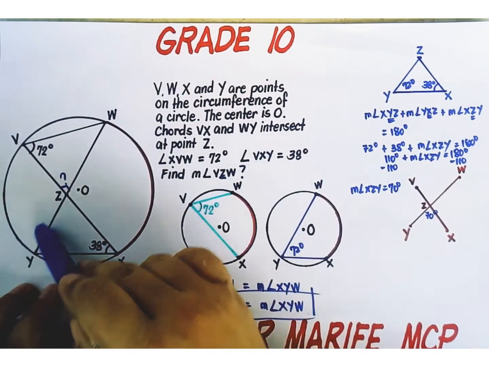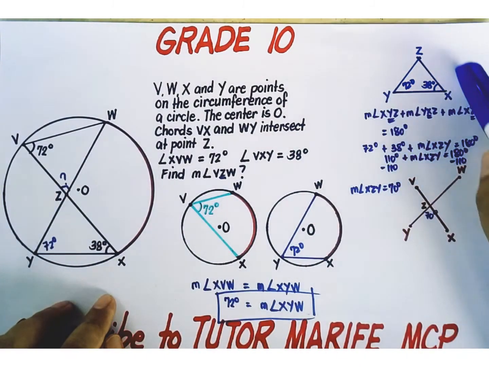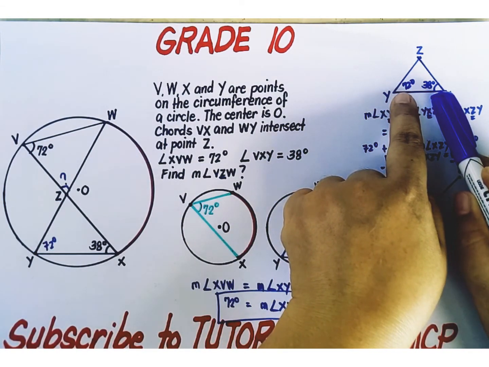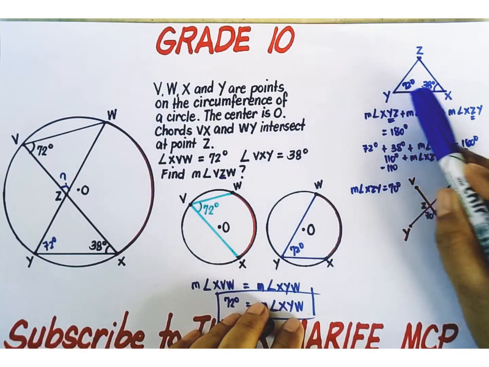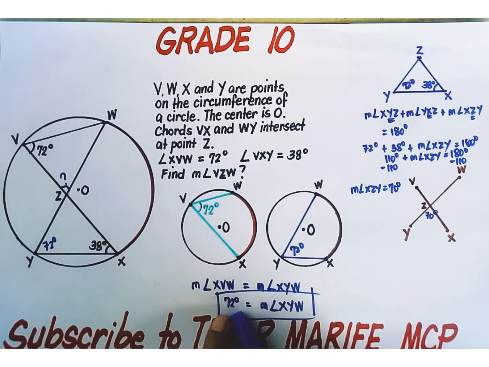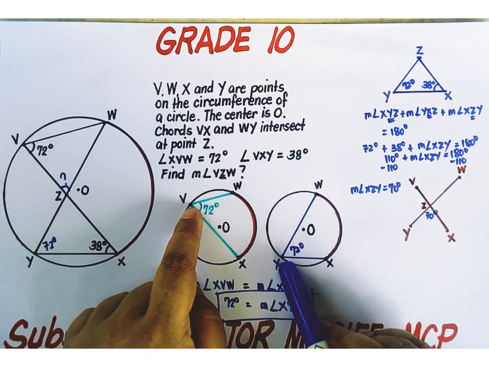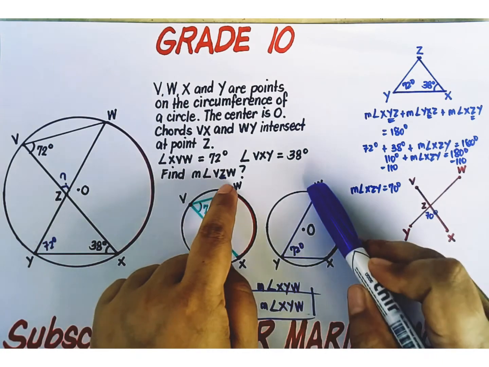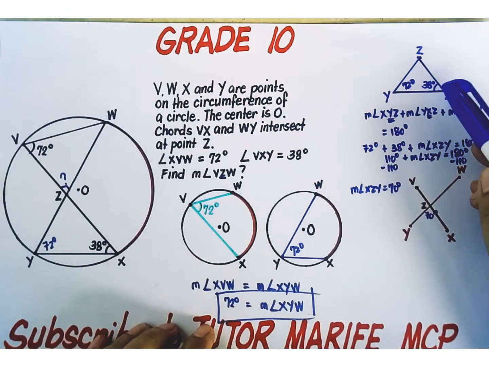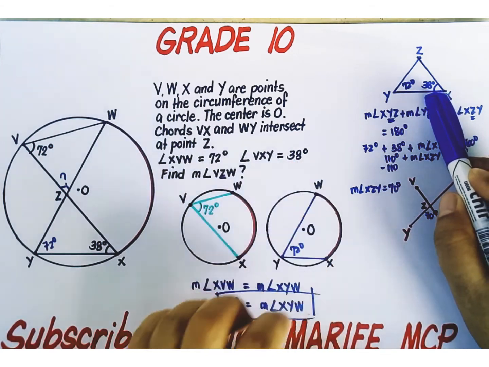Next, look at triangle XYZ. I have drawn this triangle separately. This is the triangle. We already know the measures of the two interior angles of the triangle. Angle Y or angle XYZ is equal to 72 degrees. This is the value that we have obtained from the application of the circle theorem relating the measures of two inscribed angles sharing the same intercepted arc. The measure of angle X or angle YXZ is given. It's equal to 38 degrees.